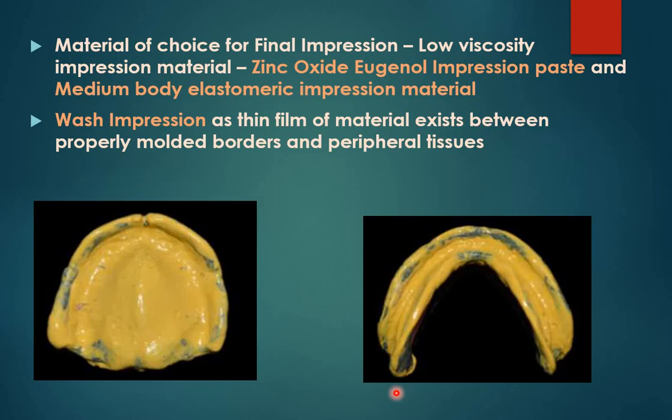The material of choice for making the final impression is a low viscosity impression material, that is zinc oxide eugenol impression paste, which you can see here, and you can also use medium body elastomeric impression materials. This secondary impression, as I have mentioned earlier, is also called a wash impression because there is a thin film of material which exists between the properly molded borders and the peripheral tissues.